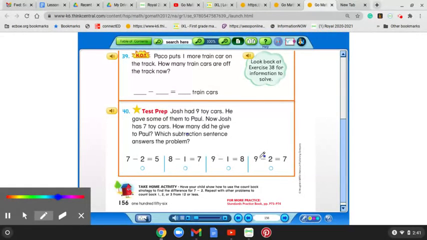And I am going to mark this answer because there were 9 toy cars. He gave some, and then he ended up with 7. So the answer that we were looking for, he gave 2 away. All right, great job. Now keep that number line handy because you will need that in the next lessons to come.